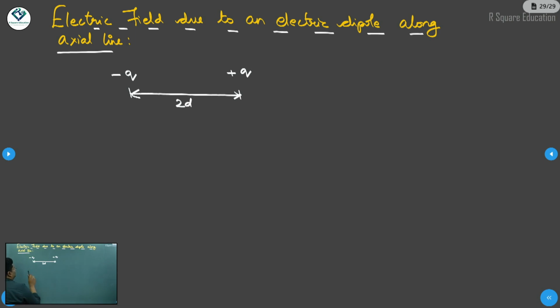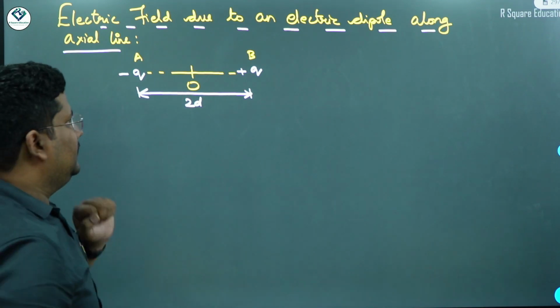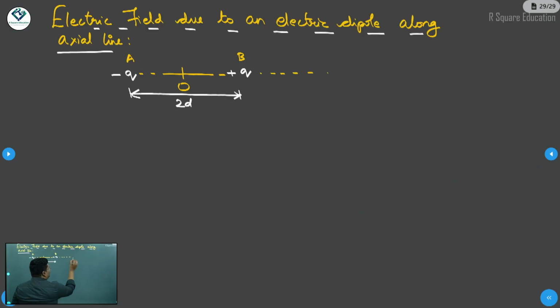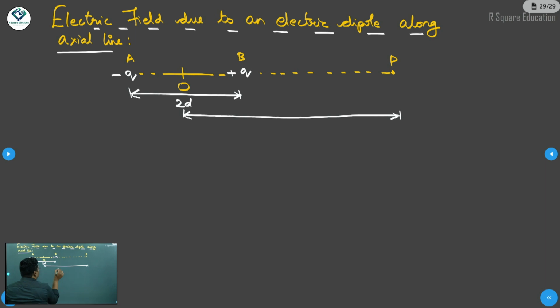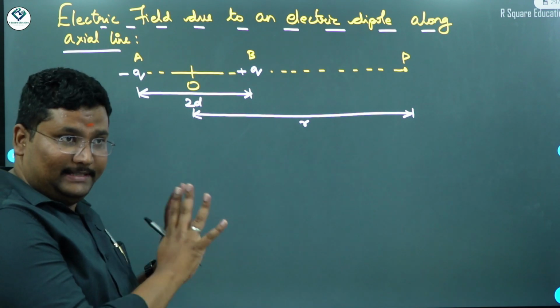Correct? Let me place this negative charge at position A and this positive charge at position B, and let me have a line joining these two, and let me take the center between these two as O. Clear? Now I am going to keep a point somewhere here, say P, at a distance of R from the center of the line joining both the charges. Be careful, listen carefully.